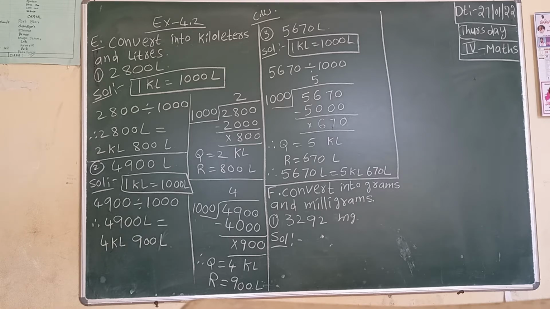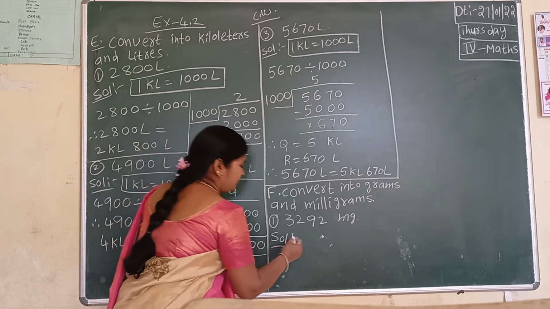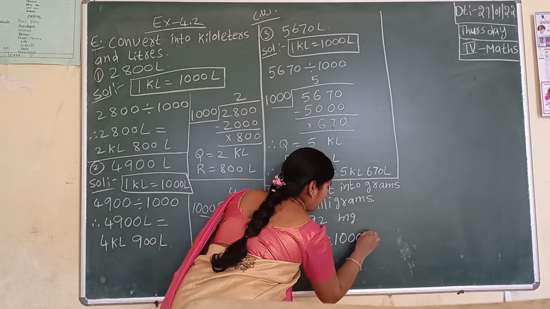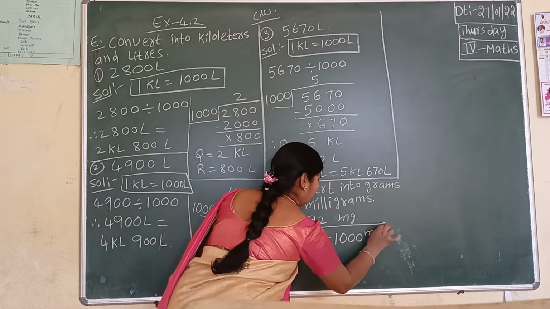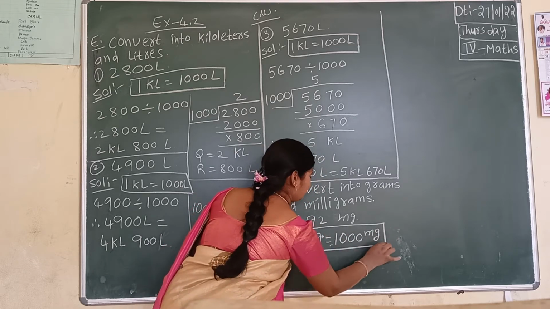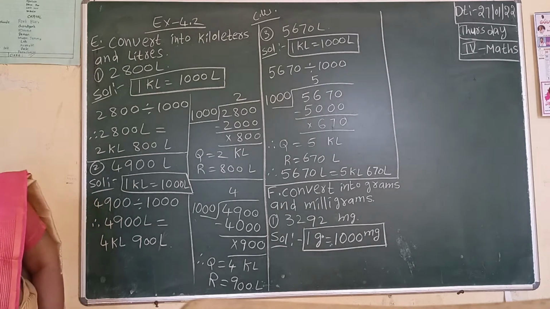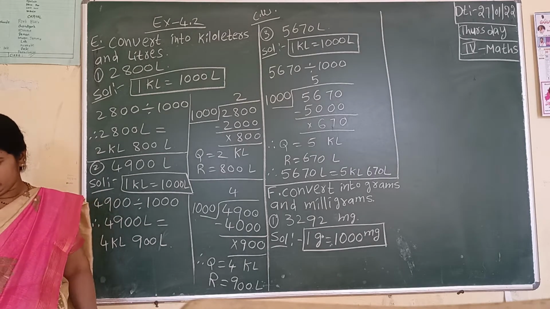Yes, I think everyone knows that. Here you have to write down the formula for grams and milligrams. That is 1 gram equal to 1000 milligrams. 1 gram equal to how many milligrams, children? 1000 milligrams. Here you have to do the normal division with the 1000.